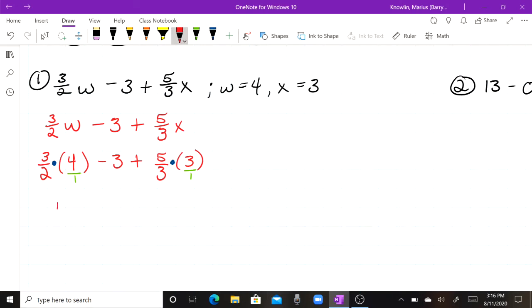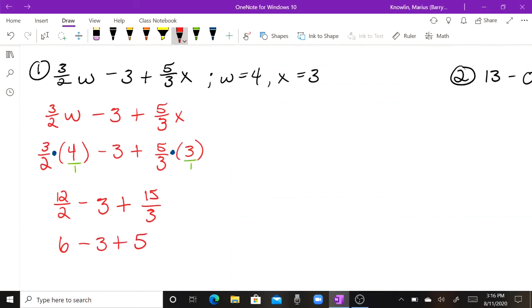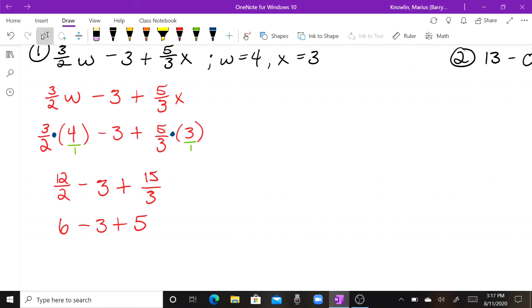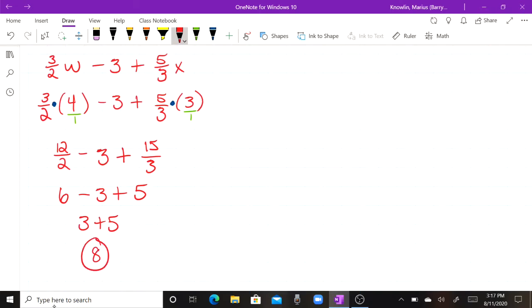So 3 times 4 is 12, 2 times 1 is 2, minus 3, plus 5 times 3 is 15, 3 times 1 is 3, and now I have to simplify each one of those fractions. 12 divided by 2 is 6, 15 divided by 3 is 5. Now we just subtract and add from left to right. So 6 minus 3 is 3, and 3 plus 5 is positive 8, and that would be our final answer.